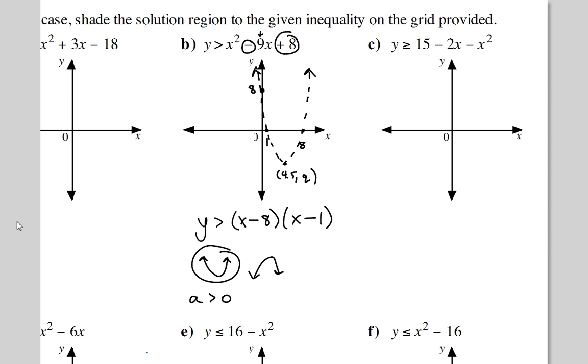And do I shade above or below? It says y greater, so above or below? Above. And then test 0, 0. Is 0, 0 in my region? No, it's not. So that's why it's important to get a good sketch, so you know if 0, 0 is in there. So testing 0, 0, I got 0 greater or equal 8. Is 0 greater than 8? No. Notice it's not shaded.